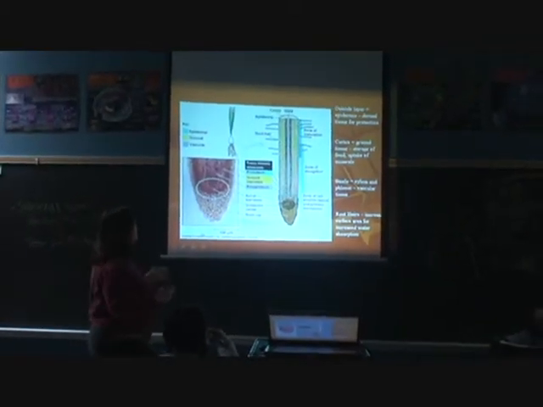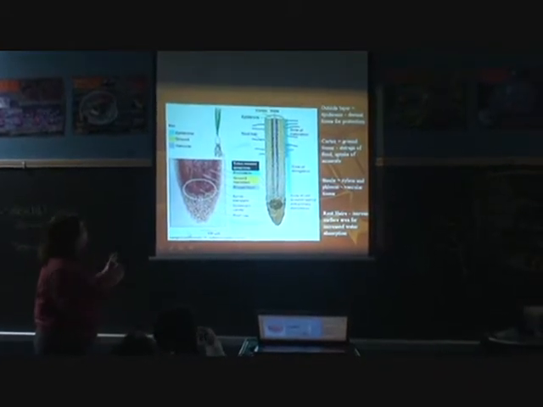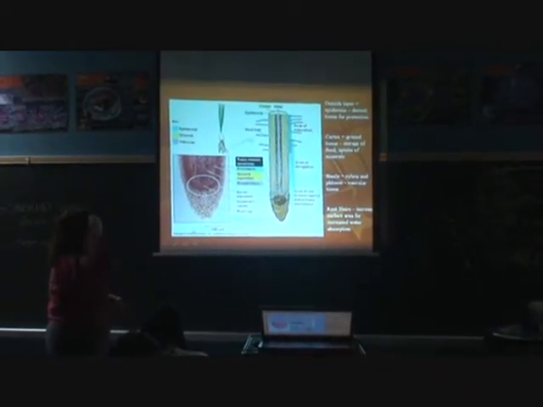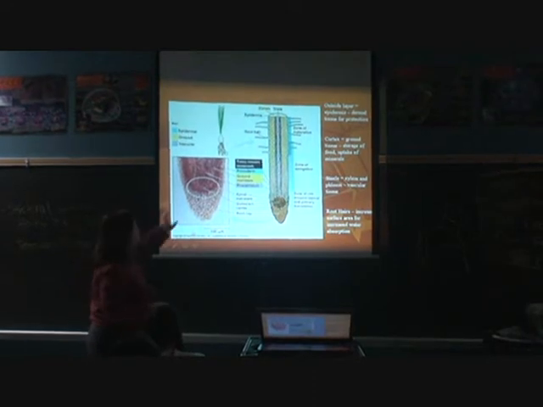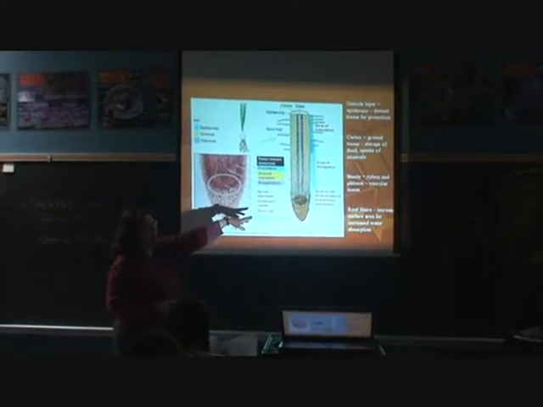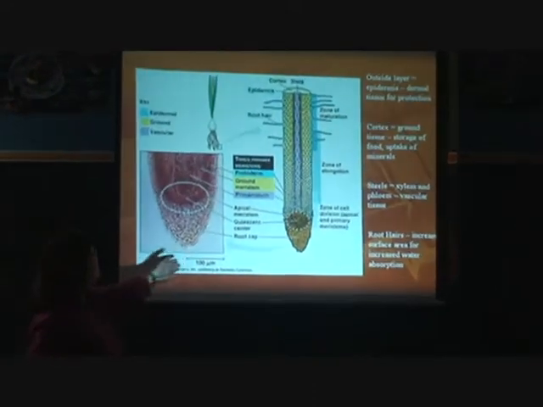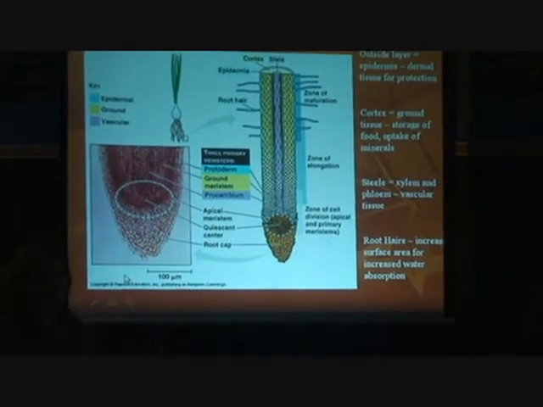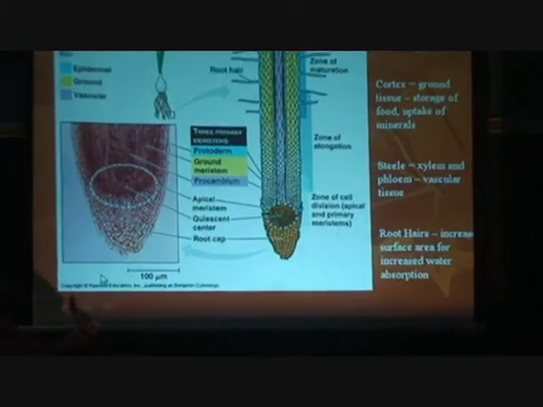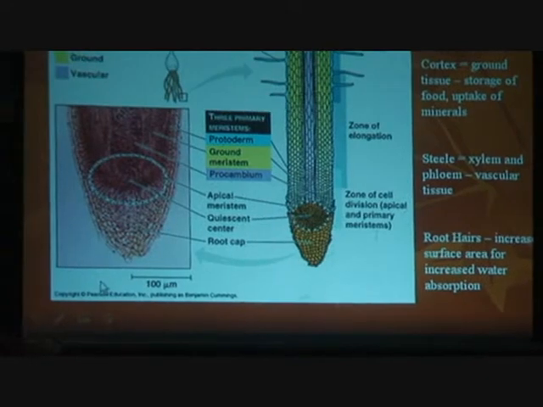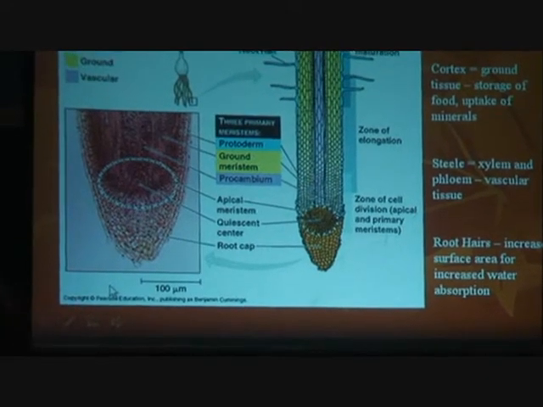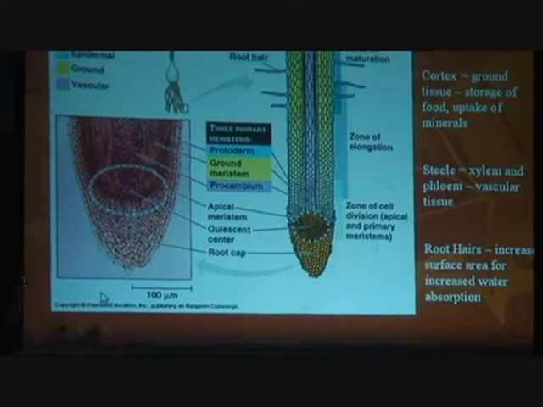Okay, just to show you another picture, but also to introduce you to some different terminology. This is actually a root tip. Basically the root cap is the hard cells, because as the root grows, it pushes through the soil, and you don't want to fray up the root.